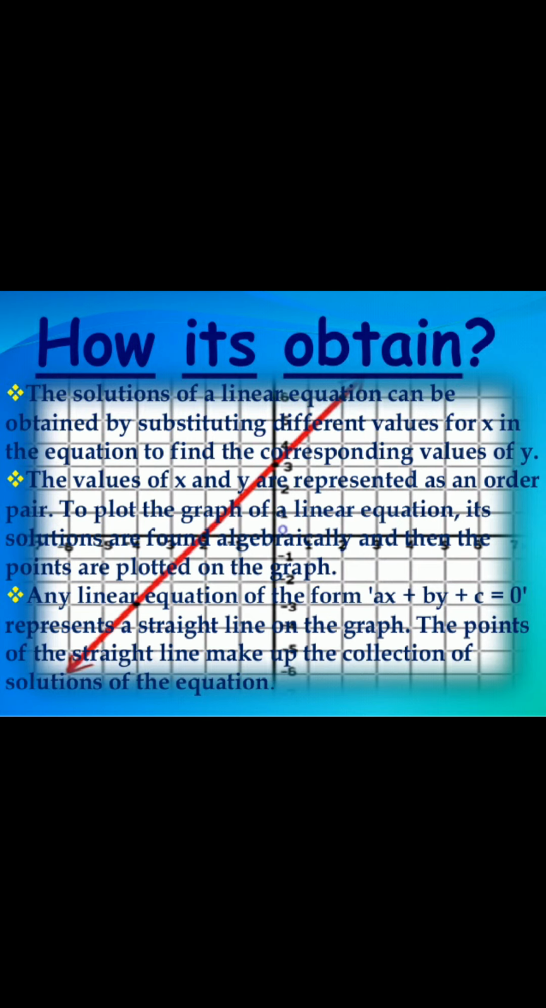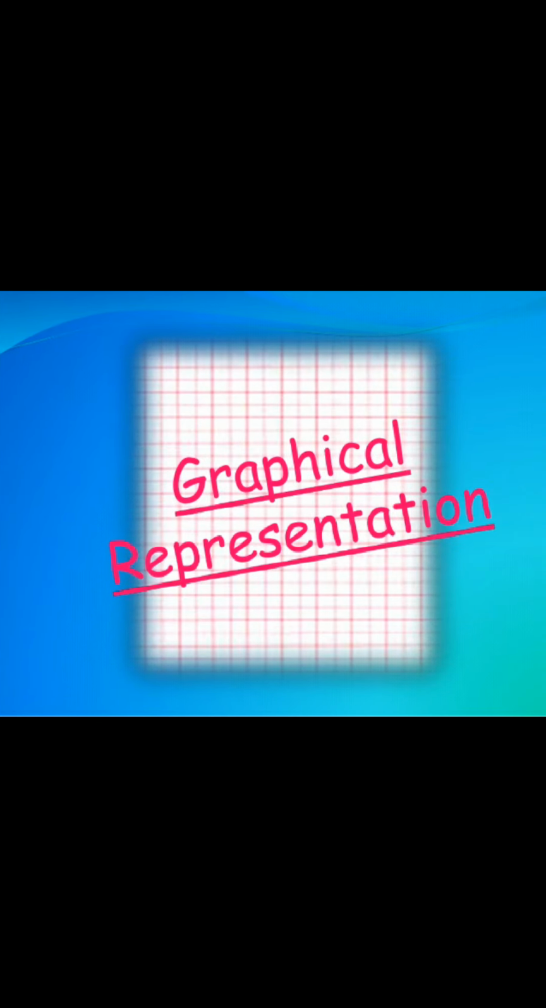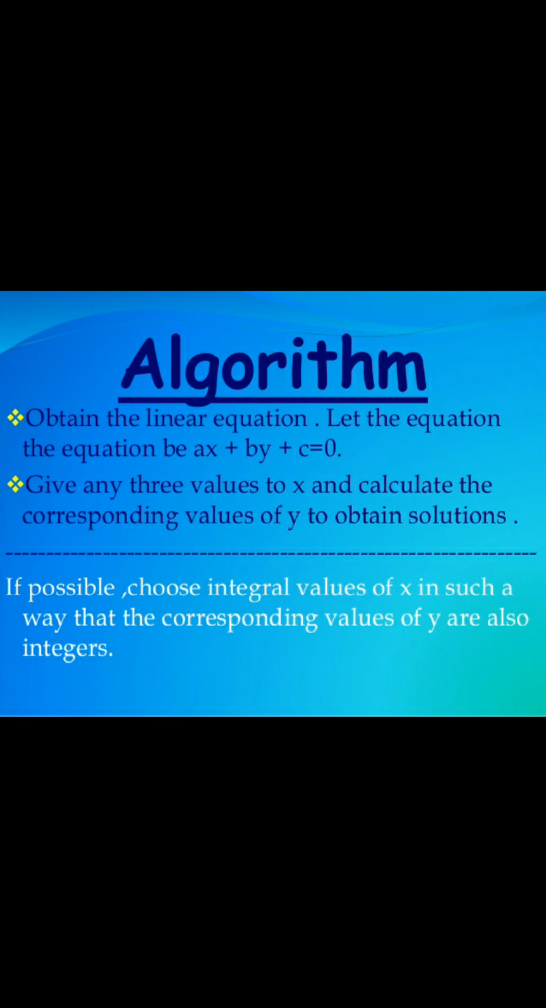Any linear equation of the form ax plus by plus c is equal to 0 represents a straight line on the graph. The points of a straight line make up the collection of solutions of the equation. Now we will see the graphical representation. Obtain the linear equation. Let the equation be ax plus by plus c is equal to 0. Give any three values of x and calculate the corresponding value of y to obtain solutions.